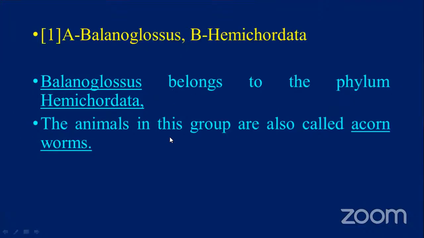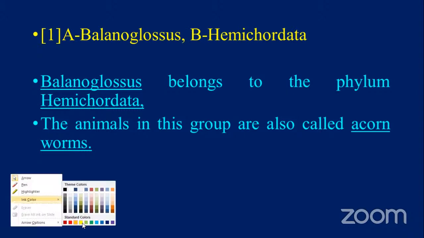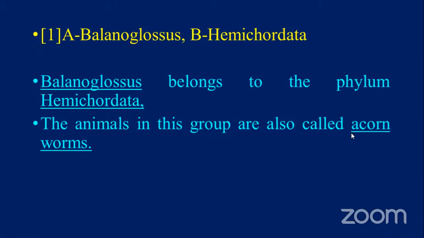What is the next one? Balanoglossus belongs to the phylum Hemichordata. The animals in this group are also called acorn worms. It is a type of worm. My dear, don't forget, this one is also very, very important. Someday they may ask which type of worm Balanoglossus is, with options like Ascaris, nematodes, like that.